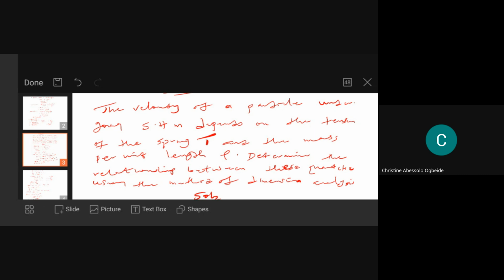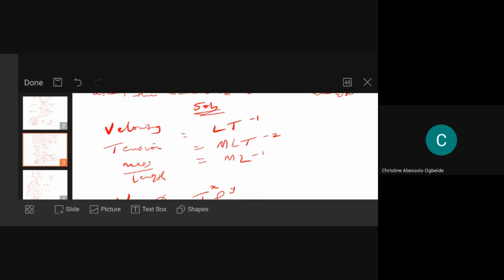This is just the question. All they want us to do is that we should use dimensional analysis and write the exact relationship of this statement. And what's the statement? That V depends on T and rho. And that's what I did here.